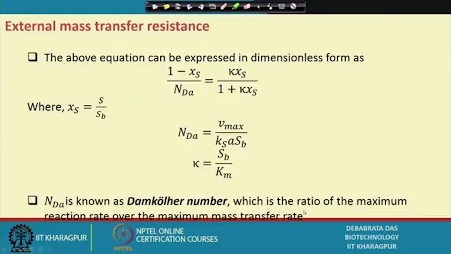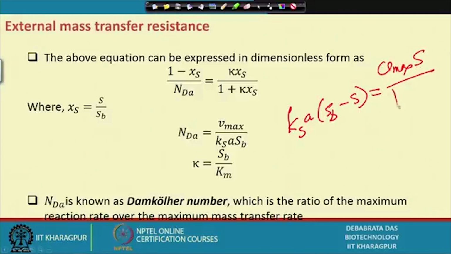Now, if you look at the previous equation that we have, what do we have? We have Ks A (Sb minus S) equals Vmax S divided by (Km plus S). Am I right?